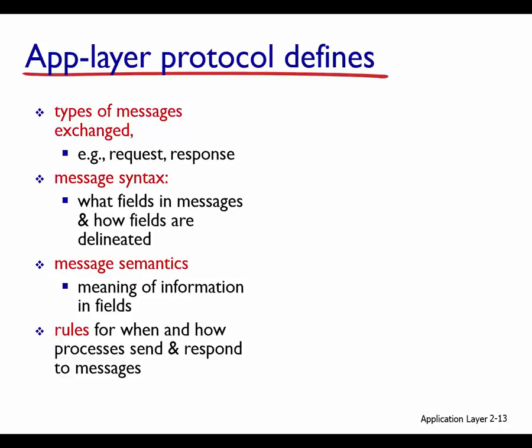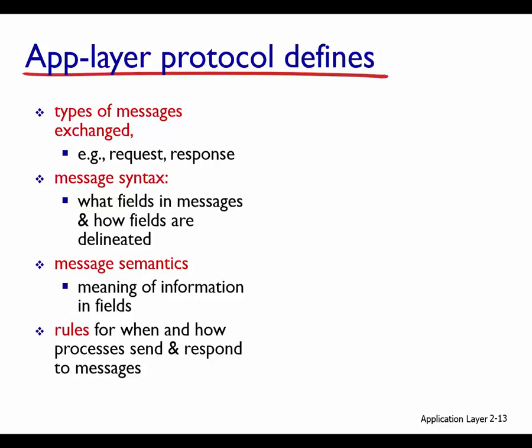So an application protocol, to review a little bit, defines the type of messages, where there's a request and a response, so there has to be some sort of communication defined between the two end stations. Then you have a message syntax: what fields are in the messages and how the fields are delineated. Each application layer protocol is going to have different message syntax that we're going to see.